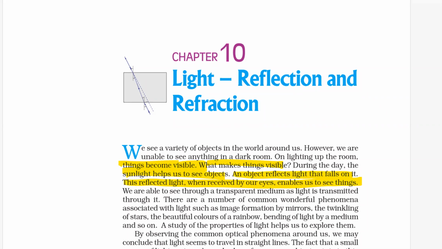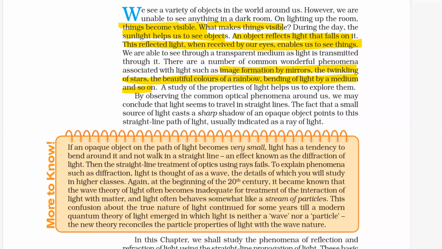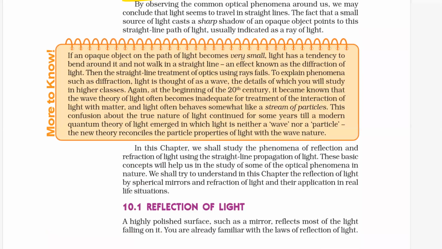We are able to see through a transparent medium as light is transmitted through it. There are a number of common wonderful phenomena associated with light, such as image formation by mirrors, twinkling of stars, beautiful colors of rainbow, bending of light by medium, and so on. A study of properties of light helps us to explore them. So in this chapter, we are going to see the properties of light.